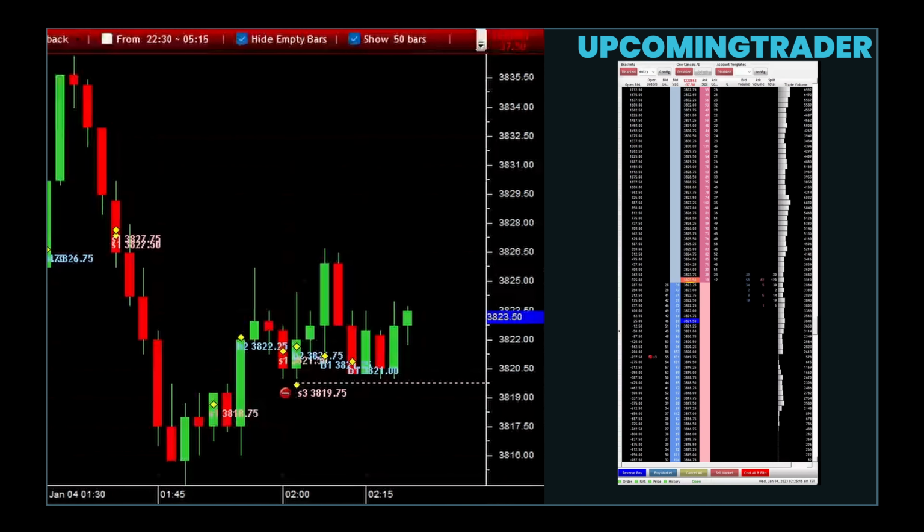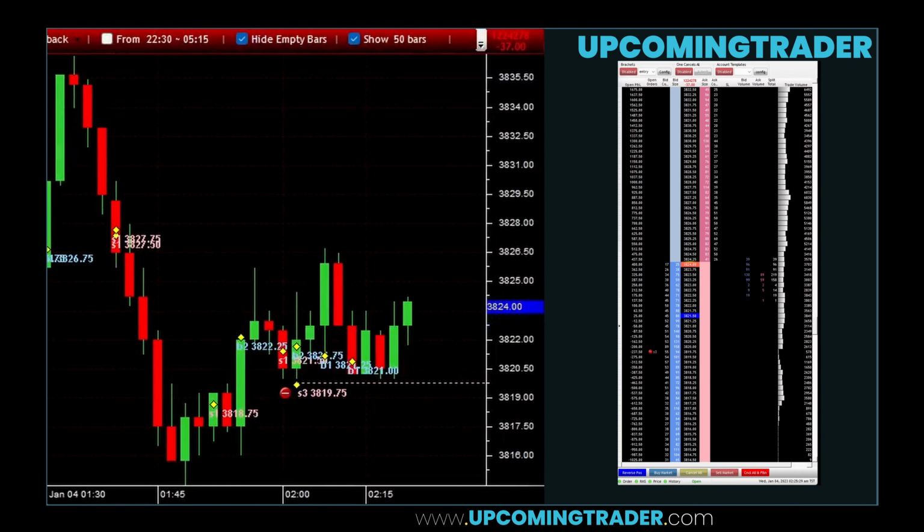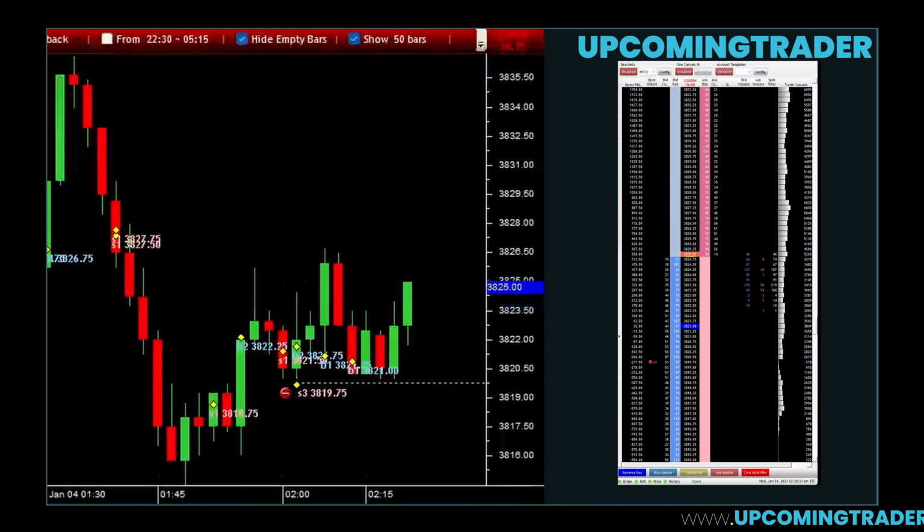The middle peak is the highest and it forms what we call the head. The other two peaks, one on each side, are the shoulders. Now, the important part here is the neckline. This is a line that connects the low points between these peaks.